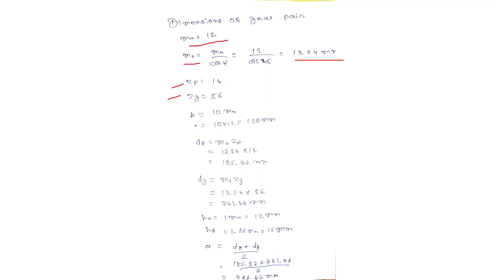Zp and Zg we derived. Face width b is equal to 10 into mn, so mn is equal to 12 and we get b is equal to 120. And dp is equal to mt into Zp, dg is equal to mt into Zg. The addendum height and dedendum height are 1 into mn and 1.25 mn. And the center distance is dp plus dg over 2. So we get these values of center distance.